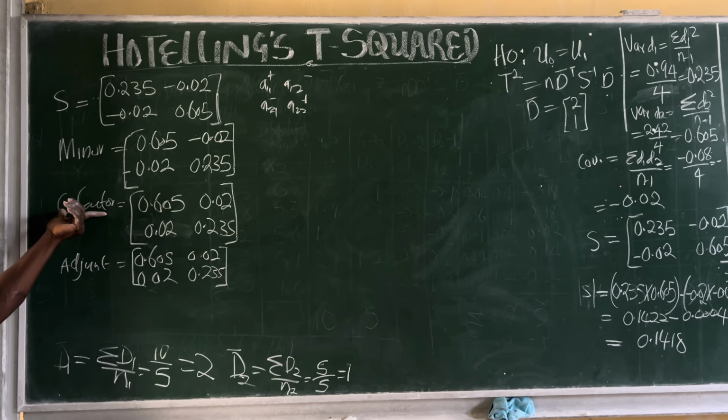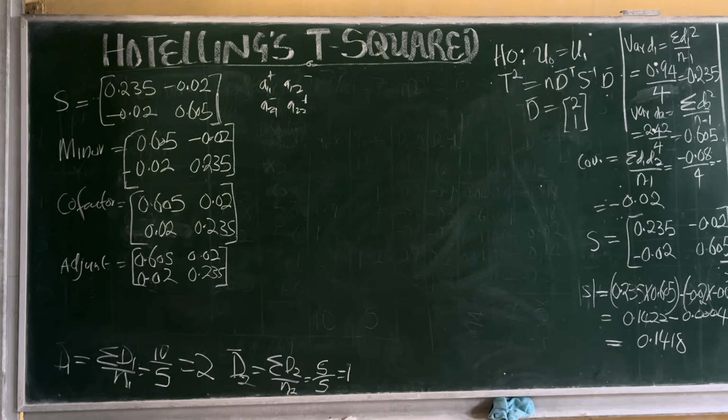Now, in the cofactor, we are saying that the transpose of the cofactor is the adjoint. And how do you transpose? We interchange the row with the column. What's the first row? This is the first row, 0.605 and 0.02. We'll make that the column. And so it's 0.605, 0.02. This row is now the column. The second row will now be the second column. So we have 0.02 and 0.235. So that's the adjoint.